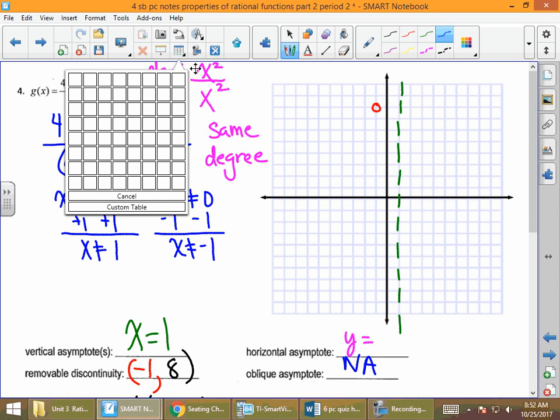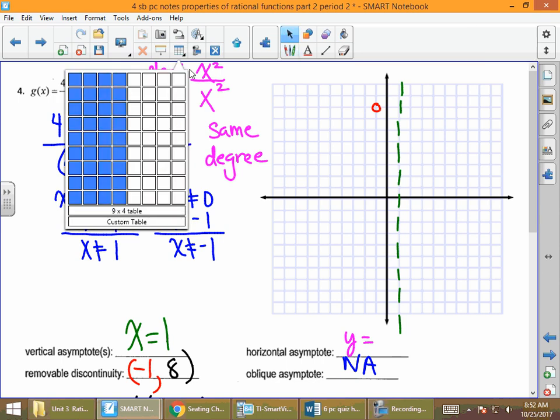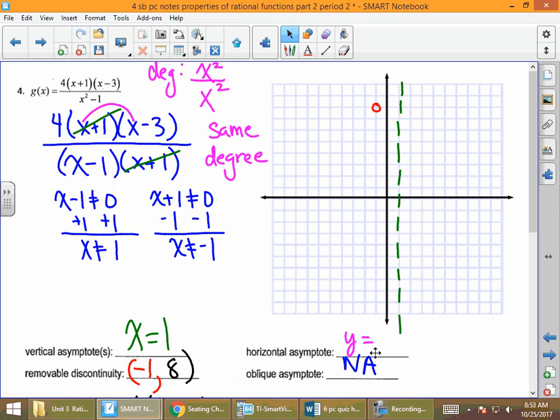So if I can actually get that up here, cancel. Try that again. No. Scoot this down a little bit, maybe. Try it one more time.